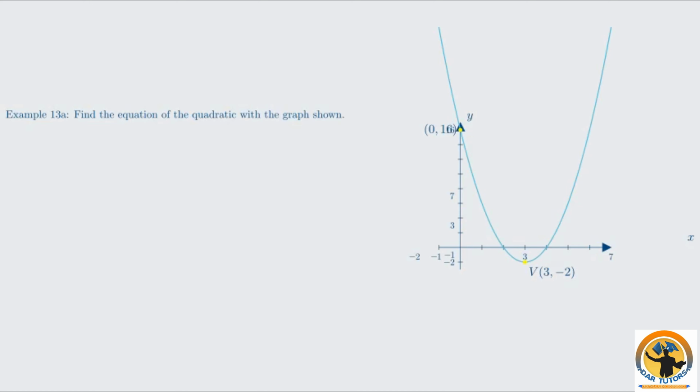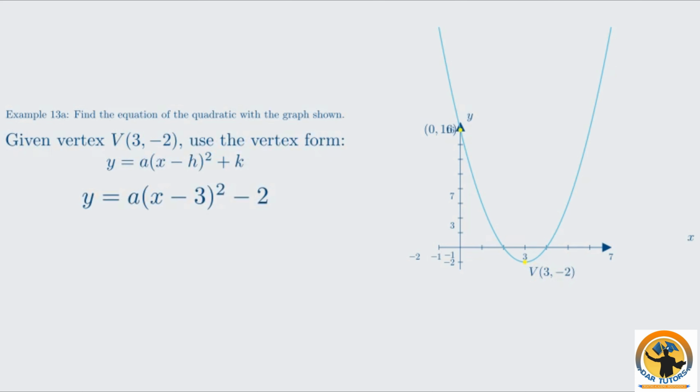Our objective is to find the equation of a quadratic when we know its vertex coordinates and one other point. We have an upward opening parabola with a vertex at (3, 2). We are also given a y-intercept at (0, 16). Because we are given the vertex, the vertex form is the most efficient choice. The vertex form is y equals a times the quantity (x minus h) squared plus k. We know the vertex is at (h, k) equals (3, 2). Substituting h and k, our equation becomes y equals a times the quantity (x minus 3) squared plus 2.